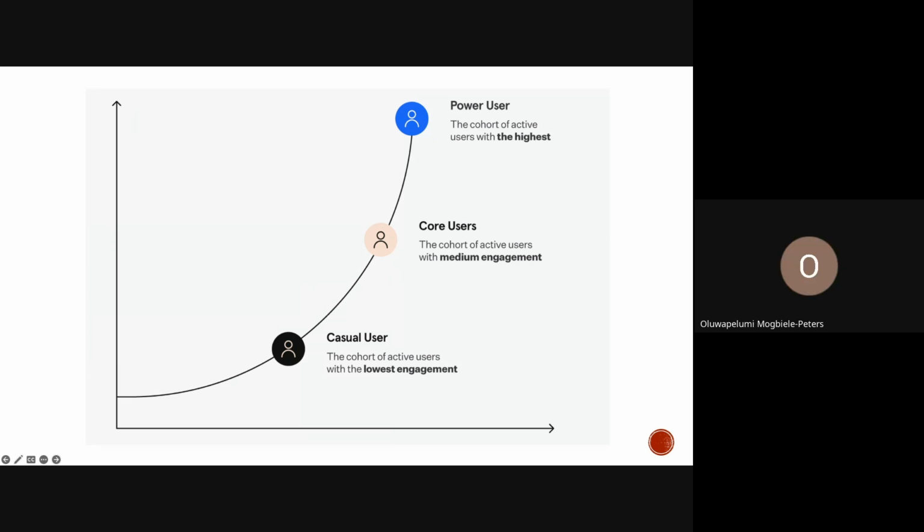All right, awesome. So we all understand the concept of power users, core users, and casual users. Good. So any questions, addition, subtraction? Why don't you add anything, chip anything in? Yes, please go ahead, please.